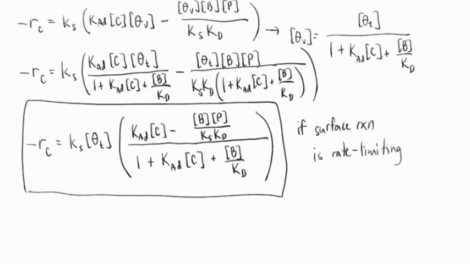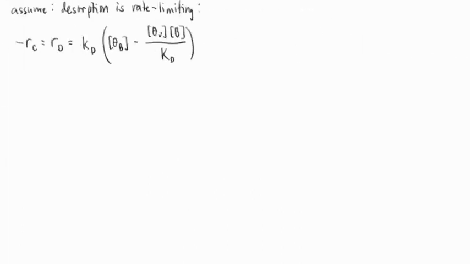This is now our net rate of consumption of cumene, assuming that surface reaction is rate limiting. So far, we have obtained two rate laws, one by assuming that adsorption is rate limiting. This second one was obtained by assuming that surface reaction is rate limiting. And let's do the final one, which is assuming that desorption is rate limiting.